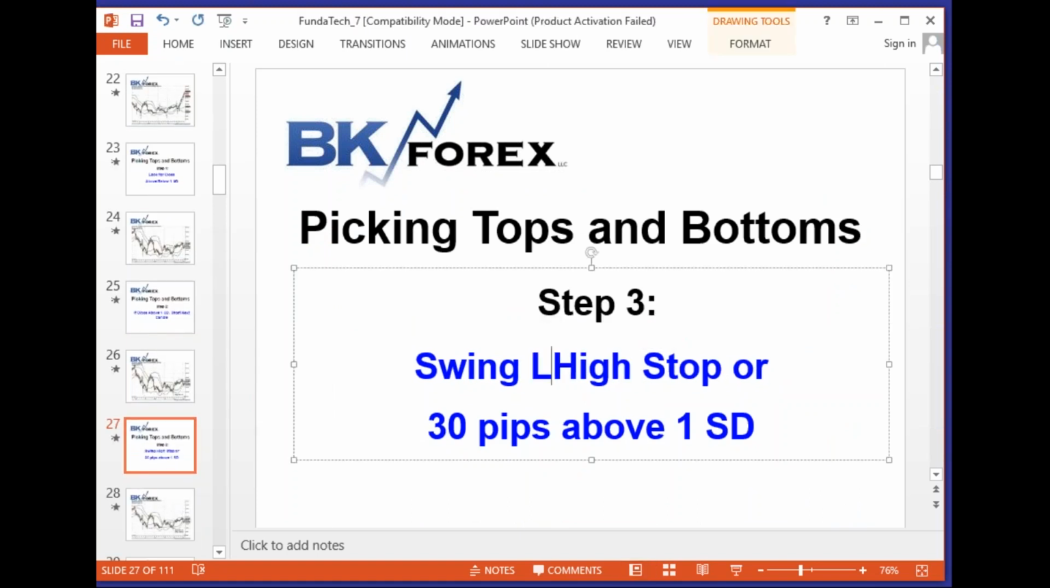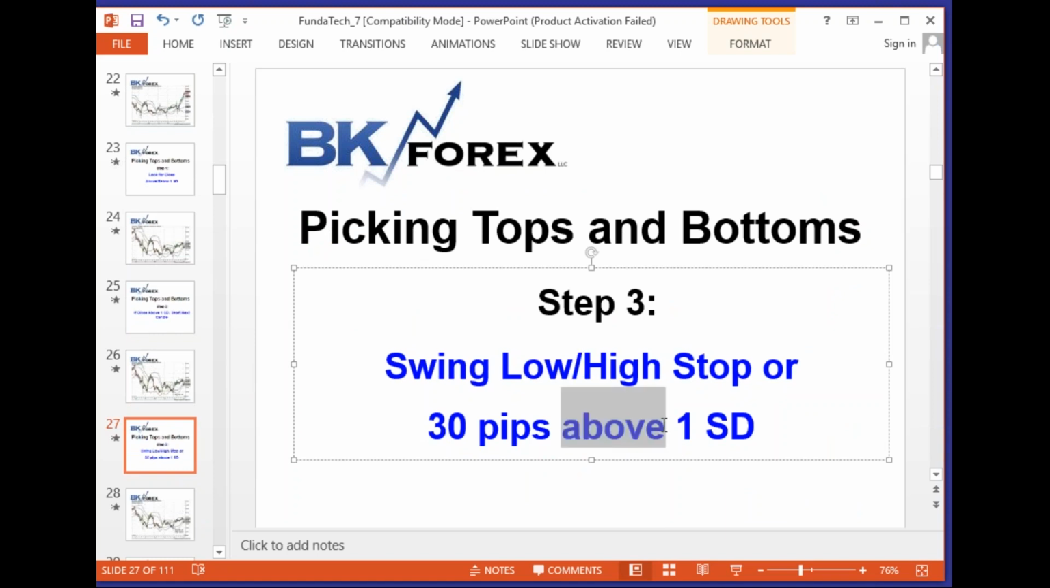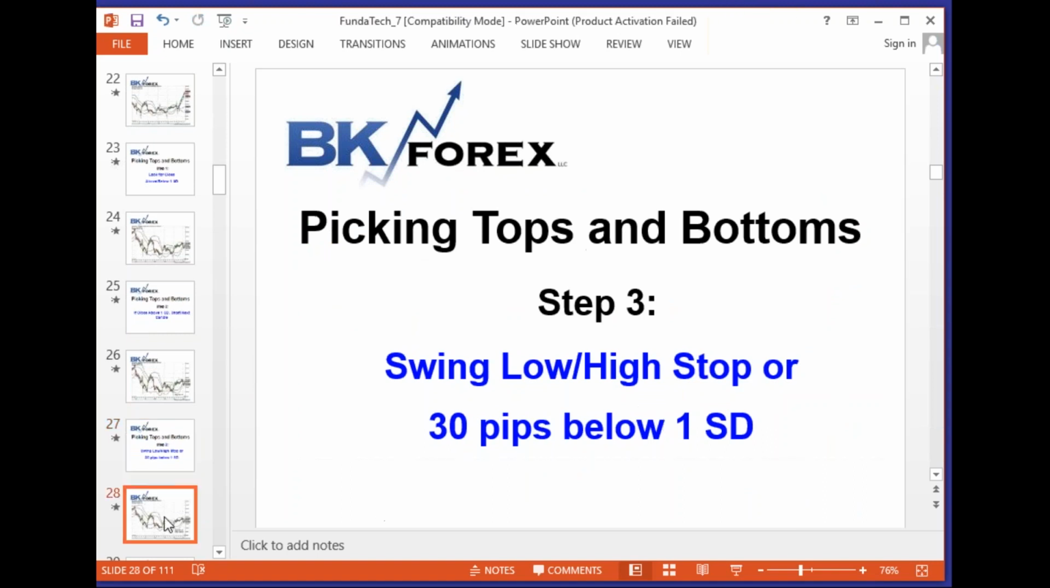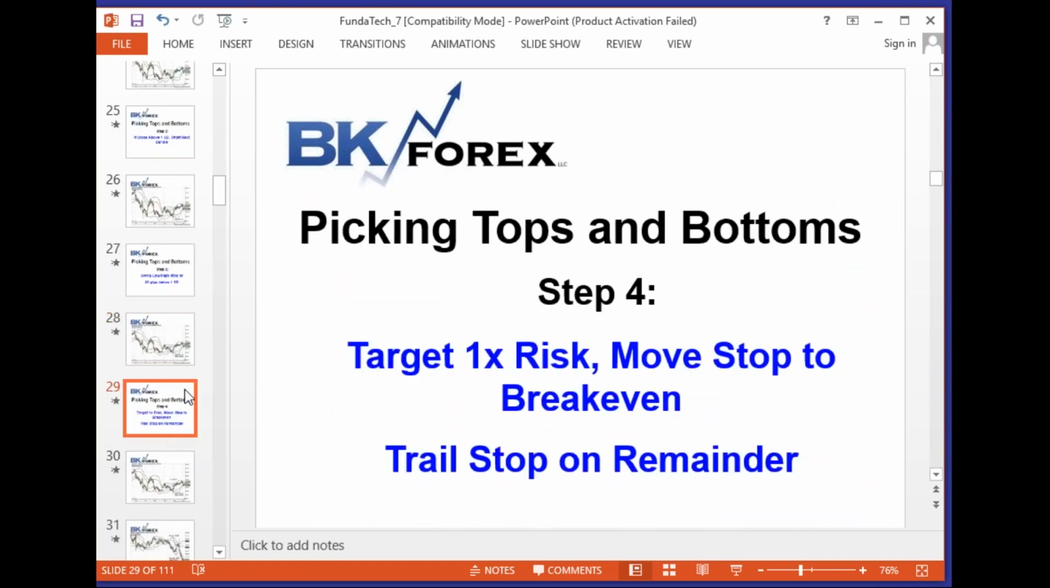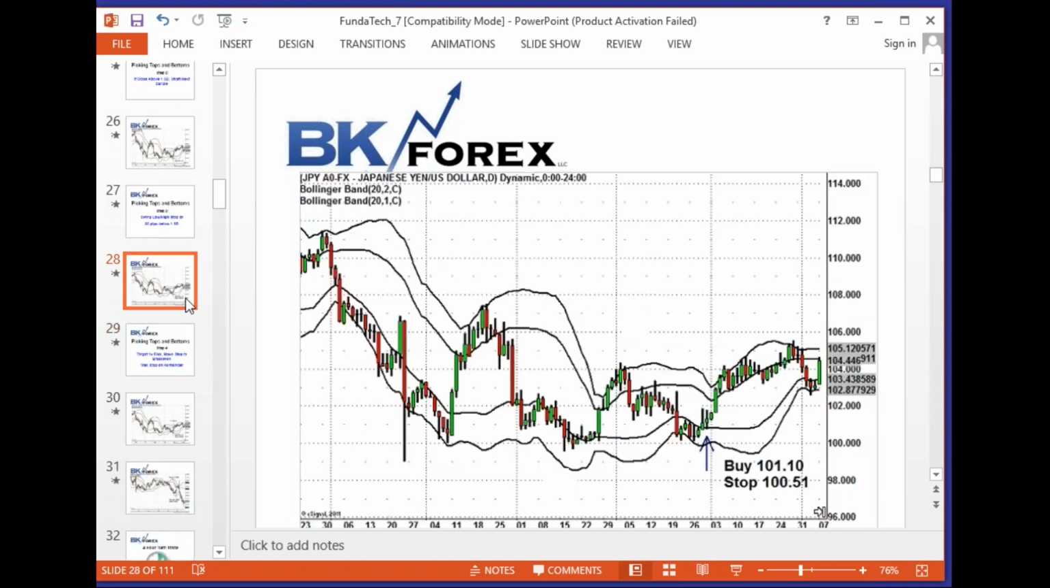Your stop is at the swing high or swing low. In this case, since we're buying, it would be the swing low or 30 pips in a downtrend below the first standard deviation Bollinger Band. So here we're buying 101.10, stop at 100.49, because our stop is 30 pips below the first standard deviation Bollinger Band. And basically, our risk is 61 pips.